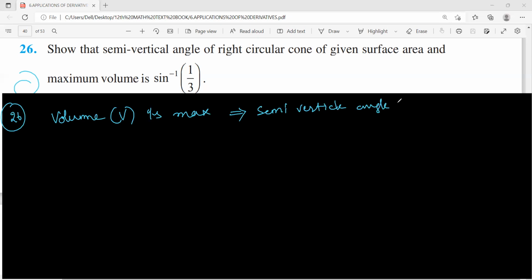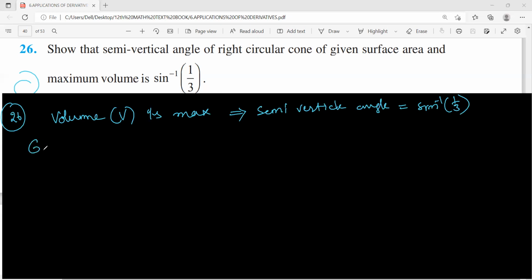Okay, then we can do it quickly. Not a problem. So, a little different. Show that the semi-vertical angle of the right circular cone of given surface area and maximum volume is sine inverse 1 by 3. So here also volume V is maximum. What do you need to prove? The semi-vertical angle is sine inverse 1 by 3.